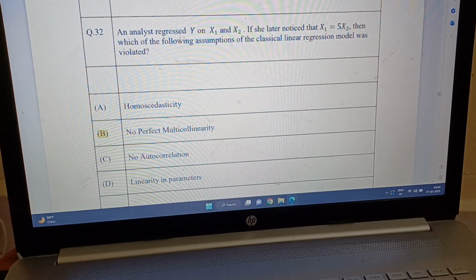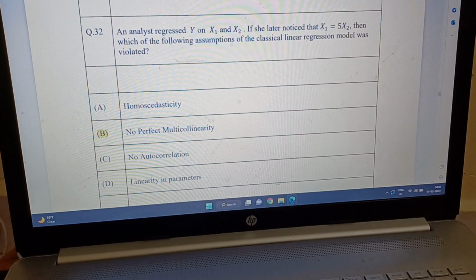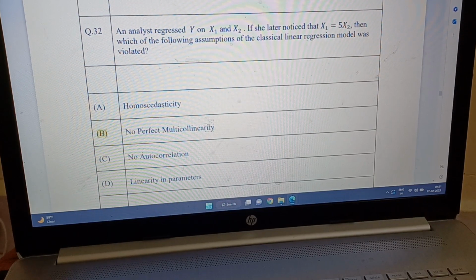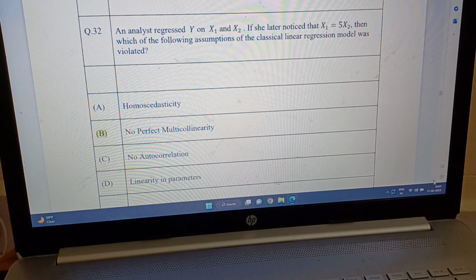Means we will have y is equal to beta 0 plus beta 1 x1 plus beta 2 x2. So this part is also not violated. Only this perfect multi-collinearity is there. So this assumption B is violated. Now we go to next question.